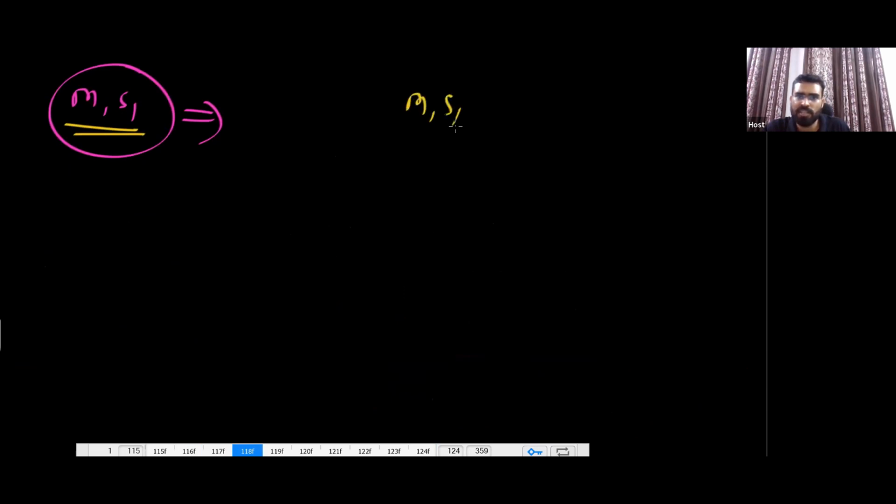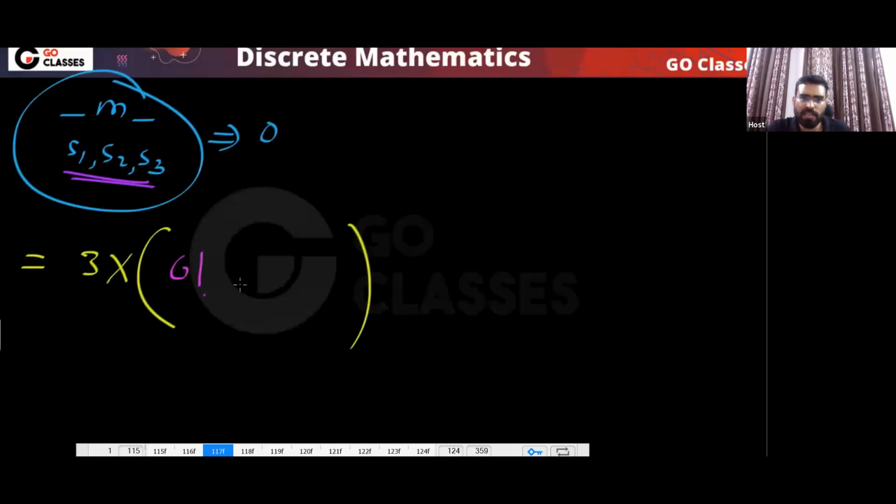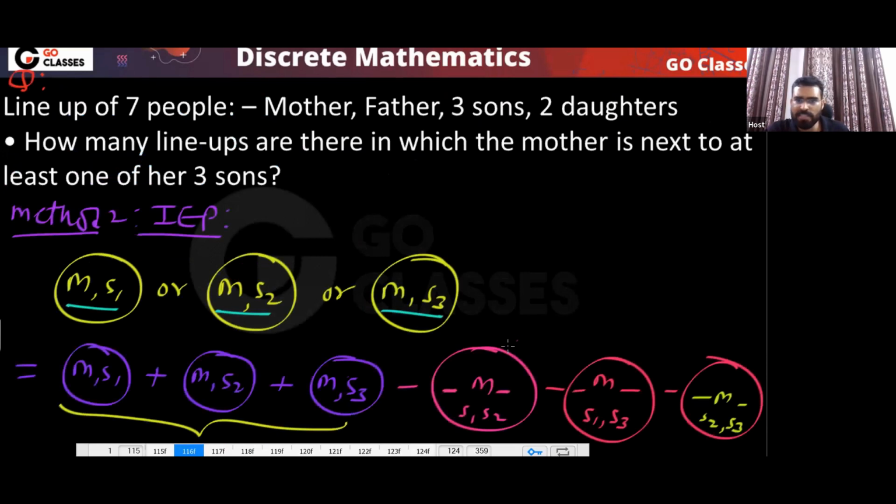So finally it's like this: mother with S1 as a box, then there is S2, S3, father, daughter 1, daughter 2. So finally that will be 1, 2, 3, 4, 5, 6, so that will be 6 factorial. Is it correct? Multiplied by 2, because these two can be arranged in 2 factorial ways. So the answer will be 3 multiplied by 6 factorial into 2, minus these three, which will be the same.